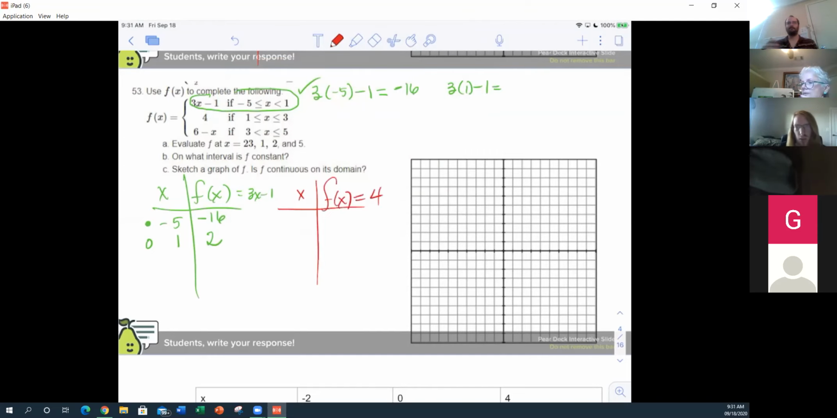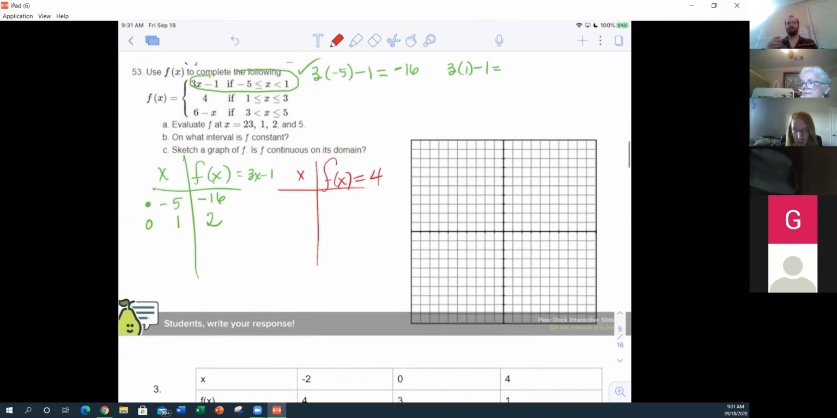Okay, what X values are we going to use? So 1 with a closed dot. Yep. And 3 with a closed dot. Yep. And what's the F of X? Let's see here. I guess that's just 4. Yeah, that's right. And then the other one would be 12.